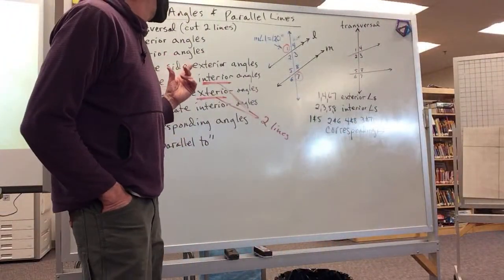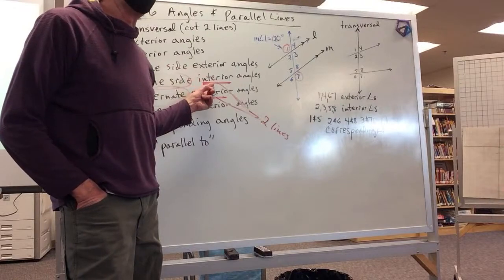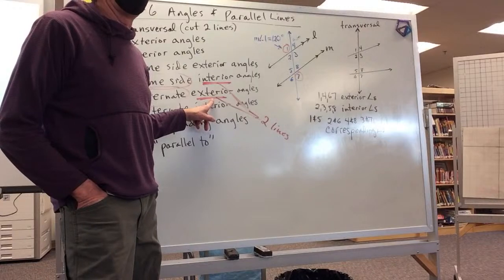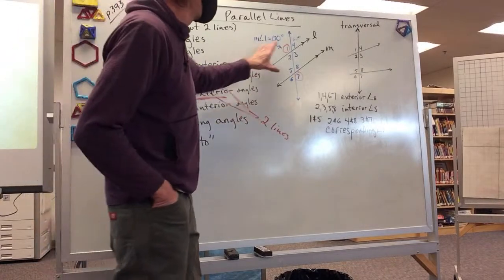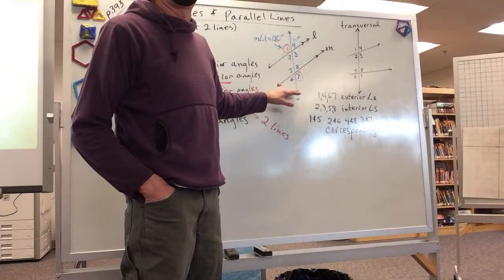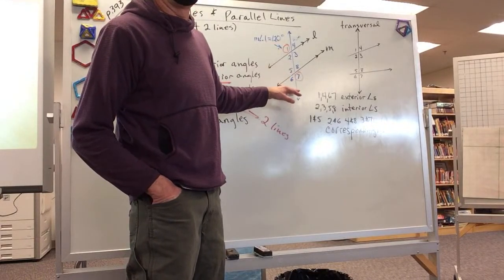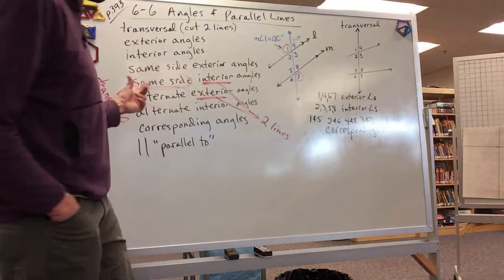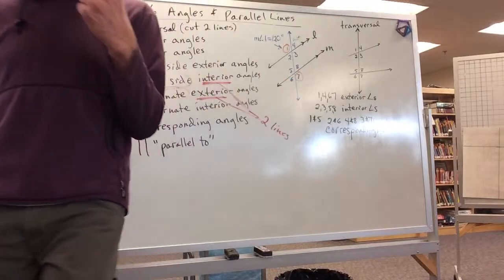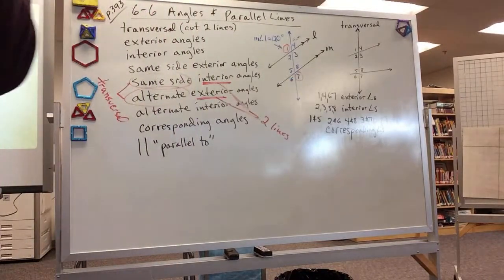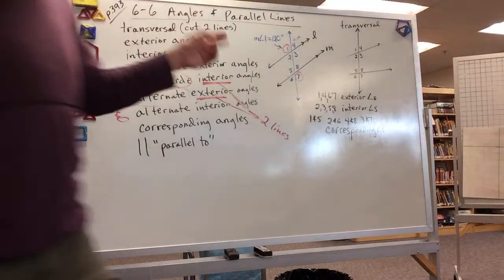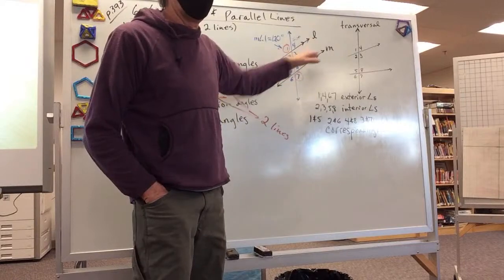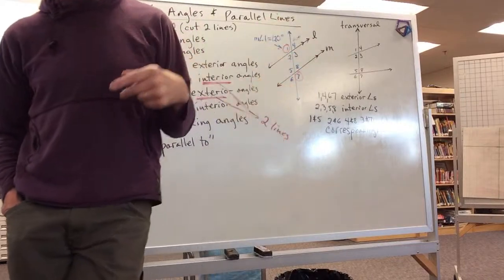By the way, this word is used in geometry. It is referring to being exterior to both of the lines. So if it's a pair, between the pair of angles, they have to be located on the outside of one and the outside of the other line, which are being transversed by the transversal.